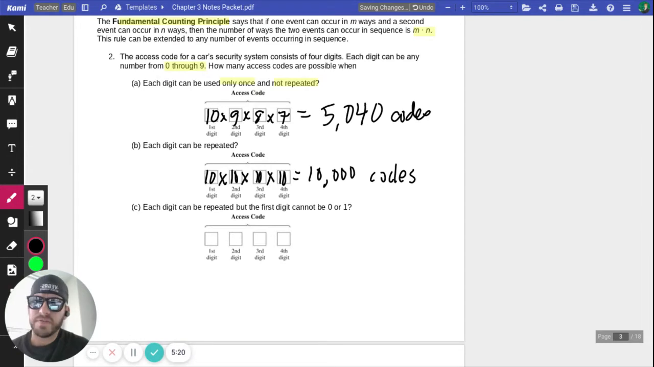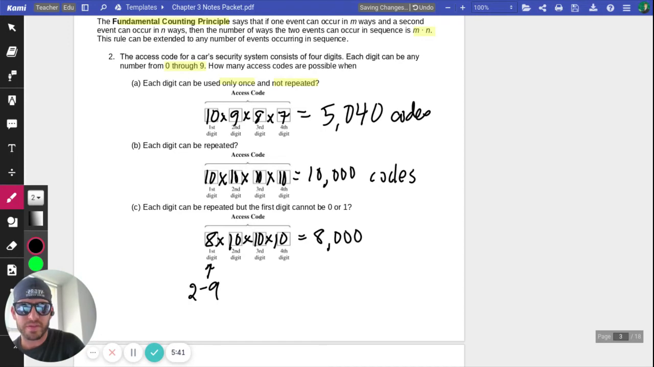And then part C, if each digit can be repeated, but the first digit can't be a 0 or 1. So this first digit now can only be 2 through 9. So that's going to be 8 possible choices. But then we have all 10 options for the remaining digits, for a total of 8,000 codes.